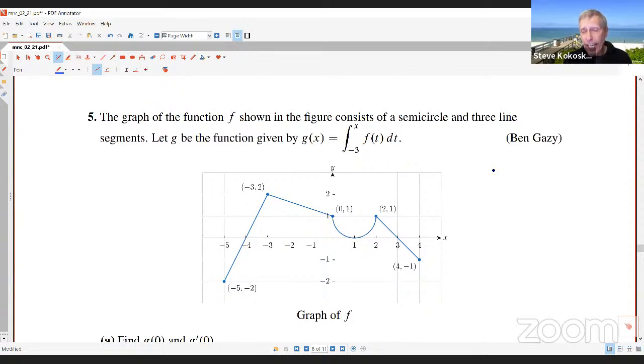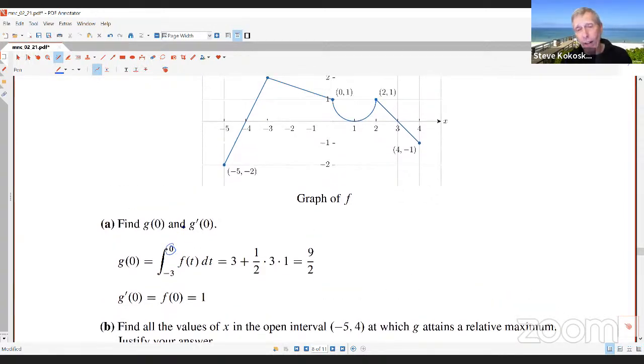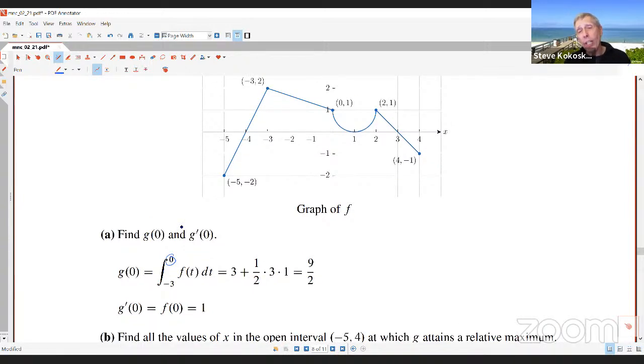g of x is, again, a function defined as a definite integral. There's my graph of f. Find g of 0 and g prime of 0. Well, all right, moving through this one kind of quickly. g of 0, looking at the definition, is the integral from -3 to 0 of f of t dt. How am I going to do this one? Well, I've got to find this answer by using an area argument.